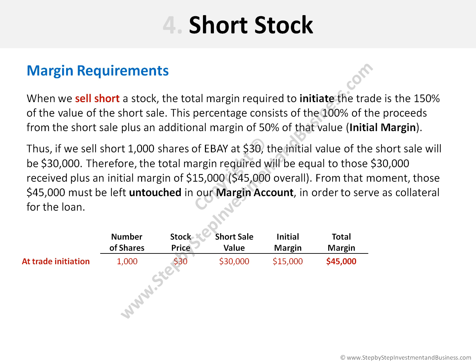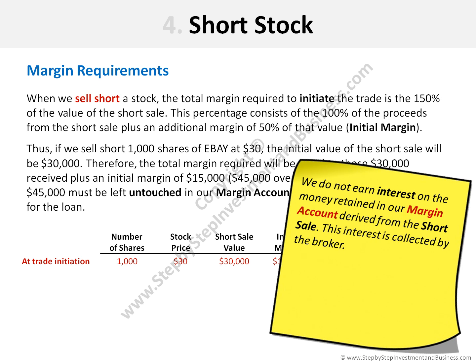The bottom table shows what we just mentioned. That is, we start the short sale by selling 1,000 shares at a price of $30 each. Therefore, as the value of the short sale is $30,000, the initial margin required is 50% of that value, in our case, $15,000. Thus, the total margin is $45,000. It is important to mention that we do not earn interest on the money retained in our margin account derived from the short sale. This interest is collected by the broker.